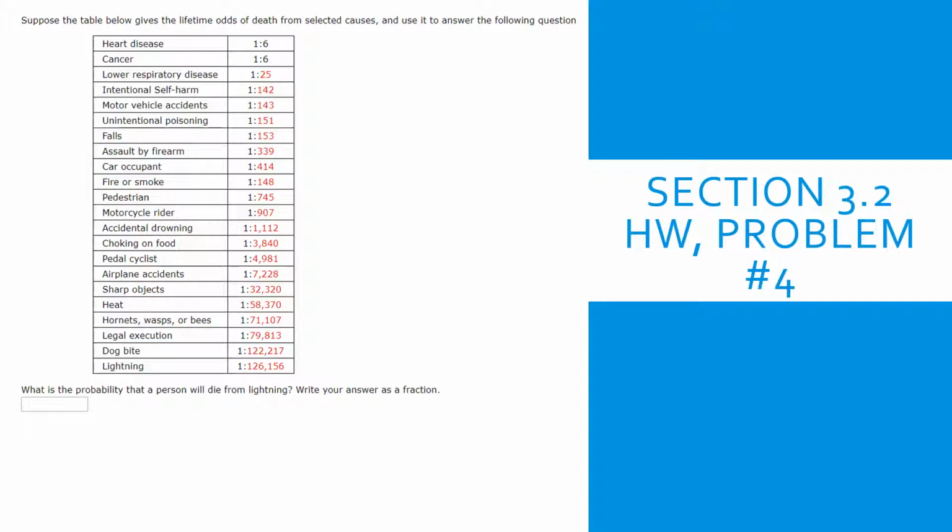Alright, so it says, what is the probability that a person will die from lightning? Write your answer as a fraction. Alright, the table is telling us odds. This question is asking for probability. So we're going to have to convert these odds into a probability. Here we have the odds of dying from lightning.